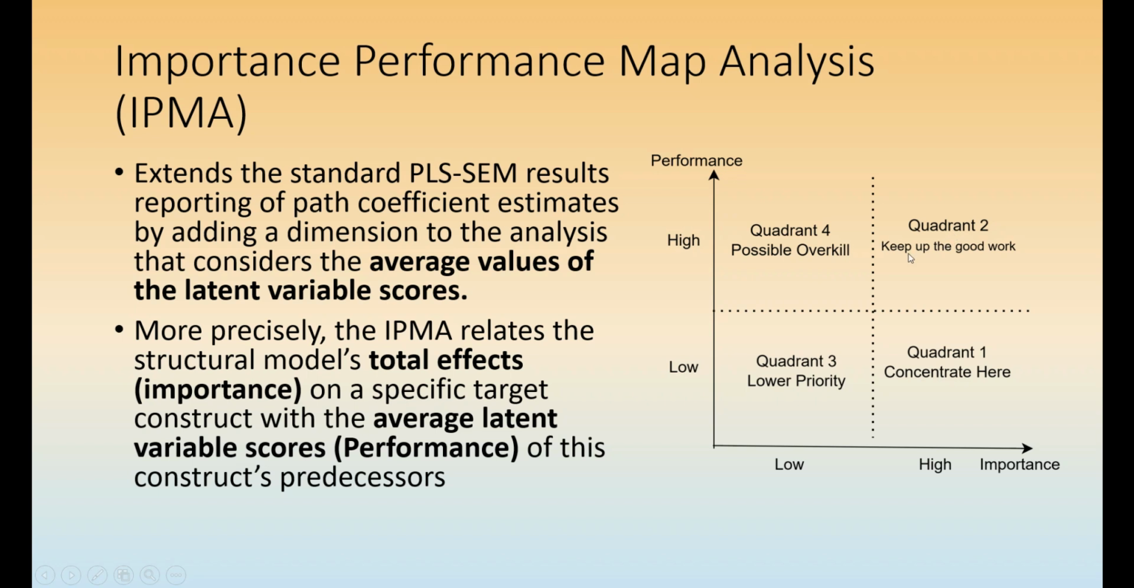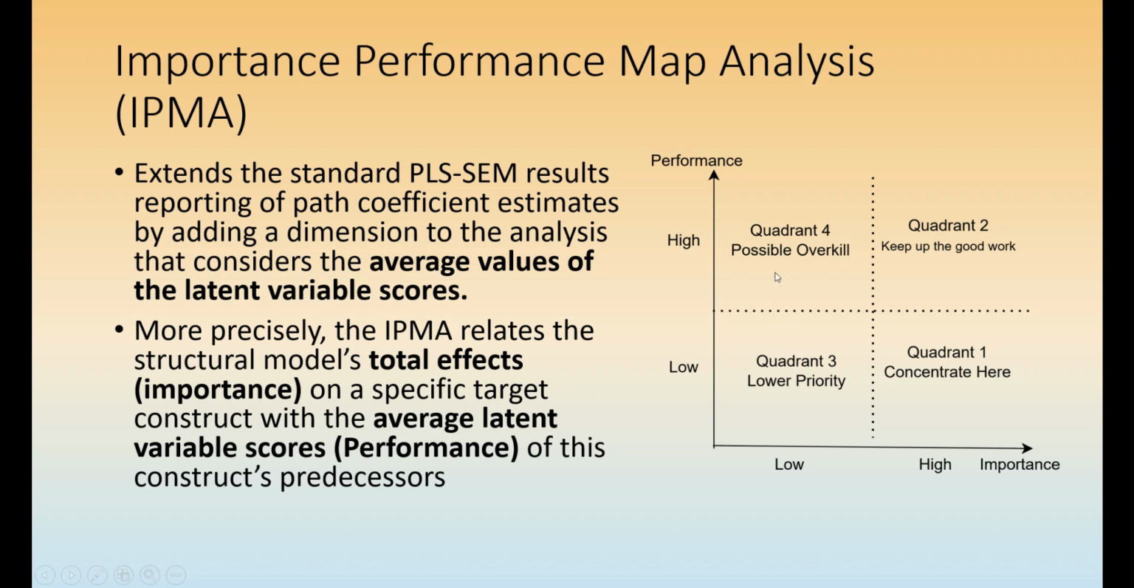If we find those constructs which have a high importance and their performance is also high, it means we know that the construct is important, and the performance from the data that we have collected is also good. Then we have quadrant number 3, which is of low priority. Out of the many constructs that we are testing, the importance is low as well as the performance is low. So it's of low priority, and that does not mean that we need to take any managerial action.